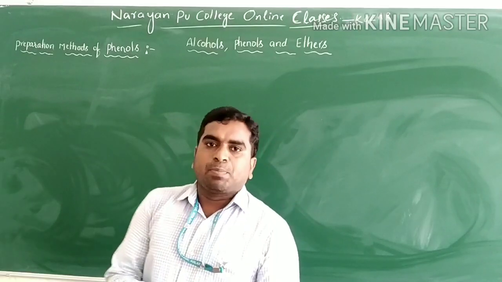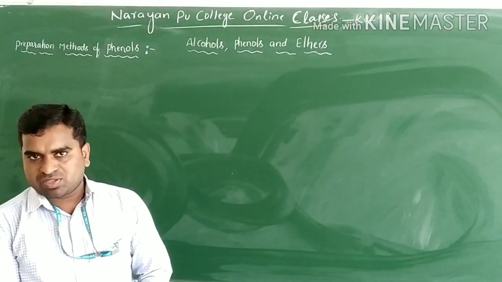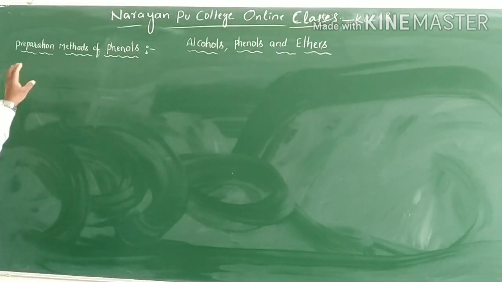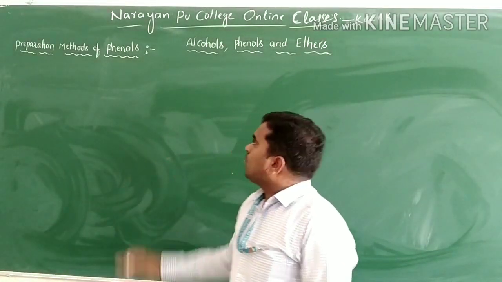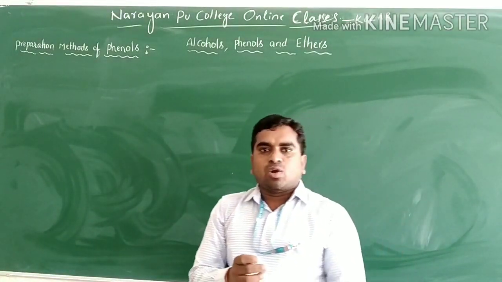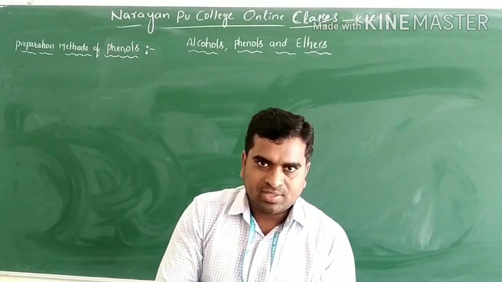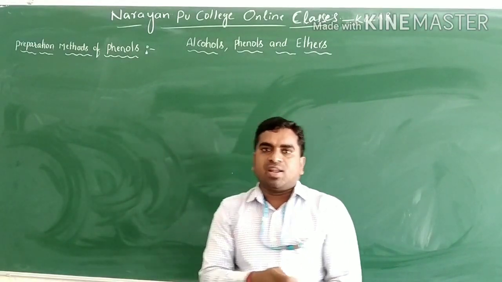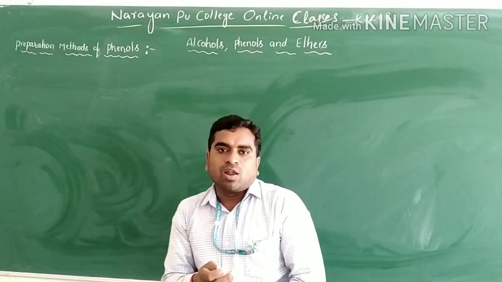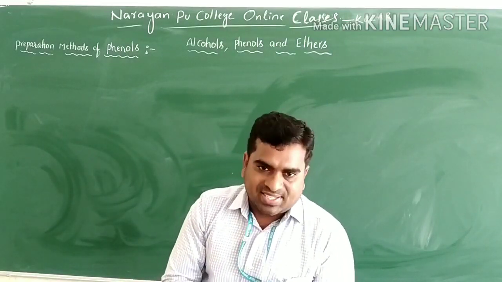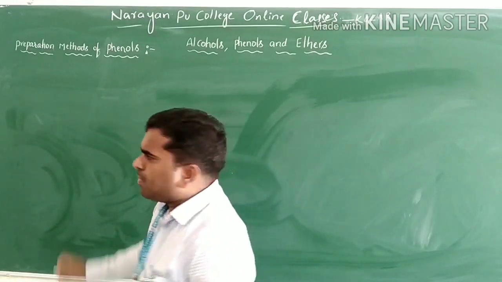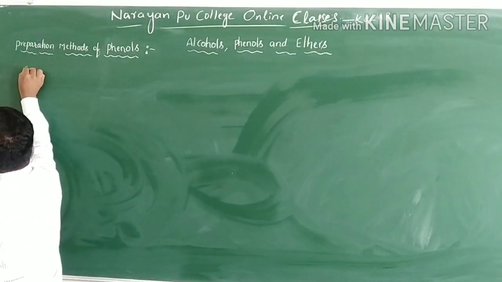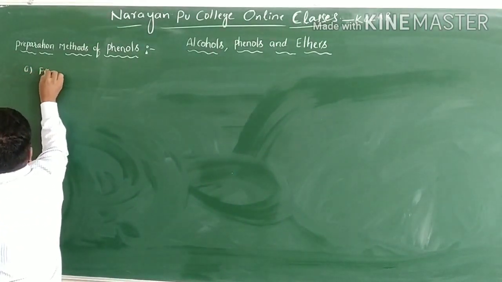So we have completed the preparation methods of alcohols. Now the next one is the preparation methods of phenol. Phenol can also be called carbolic acid. Sometimes in the questions they ask what is the other name of phenol? Carbolic acid. Clear? So what are the preparation methods? The first preparation method is from haloarenes. This we have already discussed.